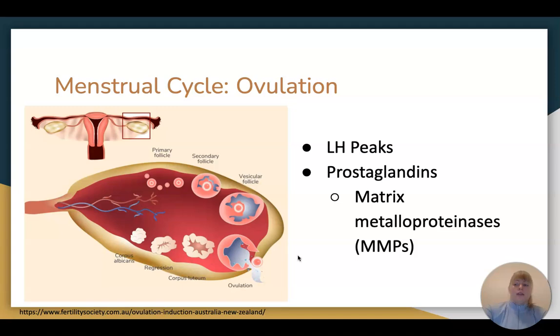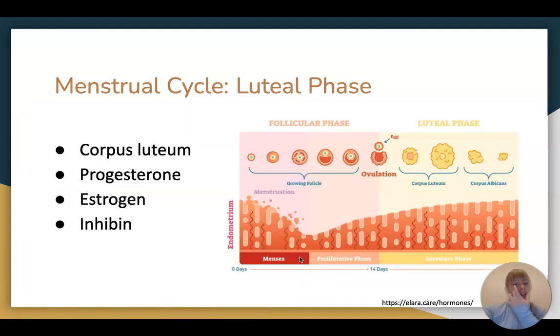The antral fluid will spurt out along with the egg, which is surrounded by 2 to 3 layers of granulosa cells. And then the egg will be swept into the fallopian tube and carried away to be fertilized or die. And finally, the last stage of the menstrual cycle is the luteal phase.